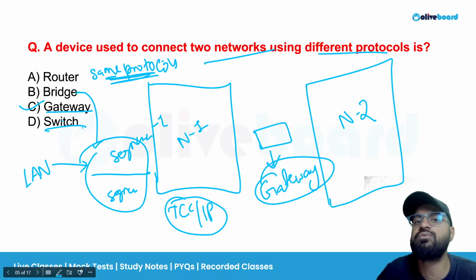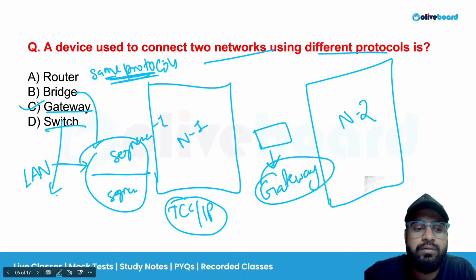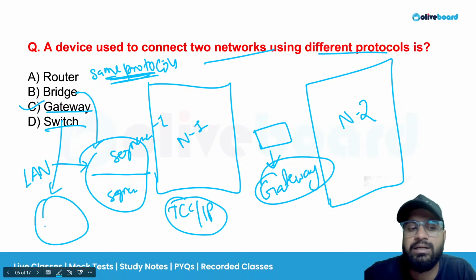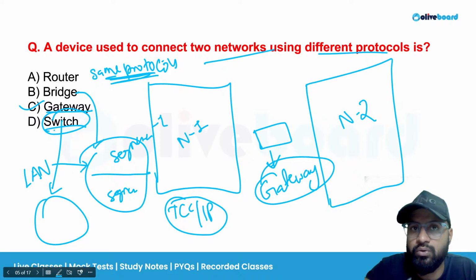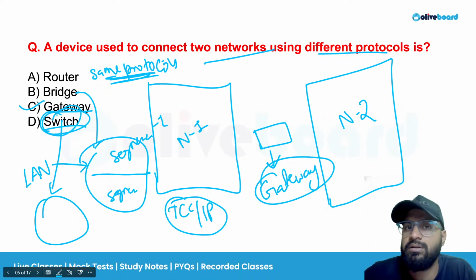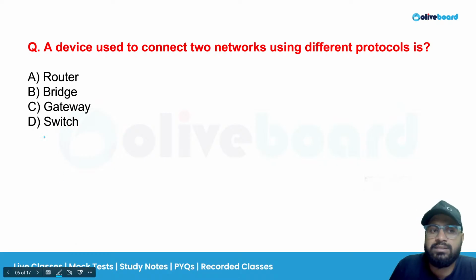And if we talk about the switch here, a switch is used within a network. Within a network, if I want to send data, all the different devices will be connected with this switch. Like in our home, all the different devices are connected with this switch, so they can share data internally within a network. So these are the differences between all the devices here. I hope that clears your doubt related to this question.